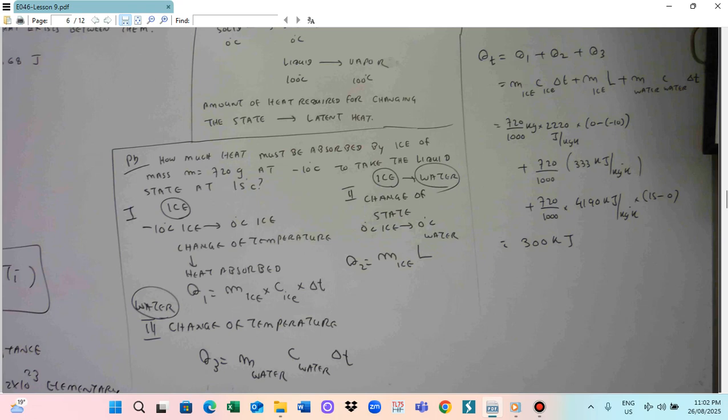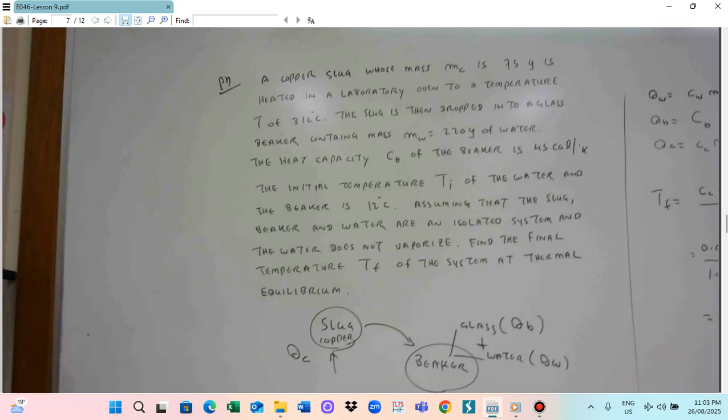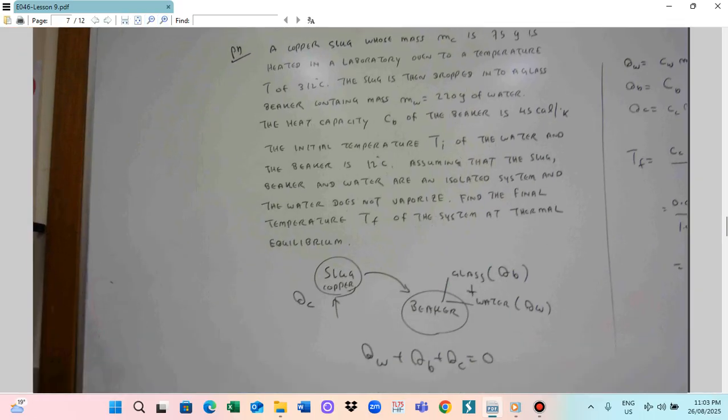This is the copper slab. Its mass is 75 grams and it is heated in a laboratory oven to a temperature of 312 degrees centigrade. Here we call it the slab. We heat the slab and get the final temperature. Then this slab is dropped into the glass beaker. This is the beaker, and the beaker contains water, so it is glass plus water.